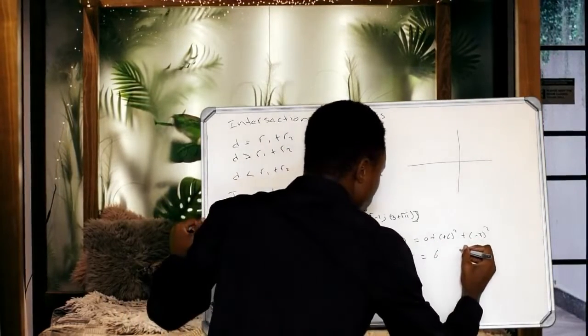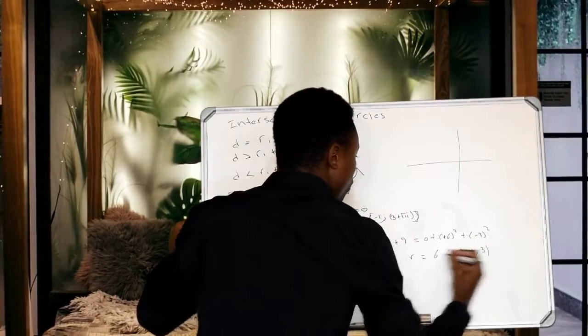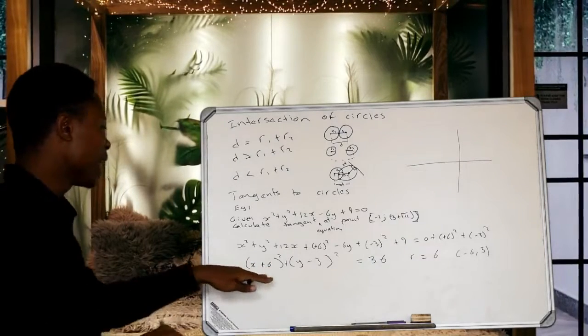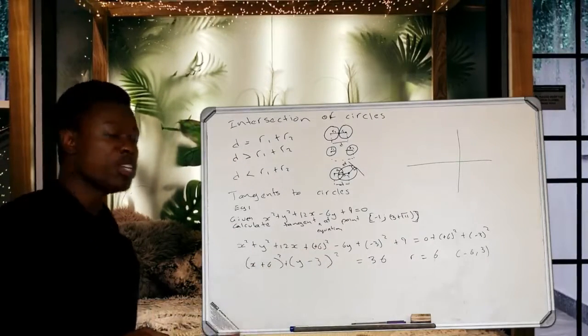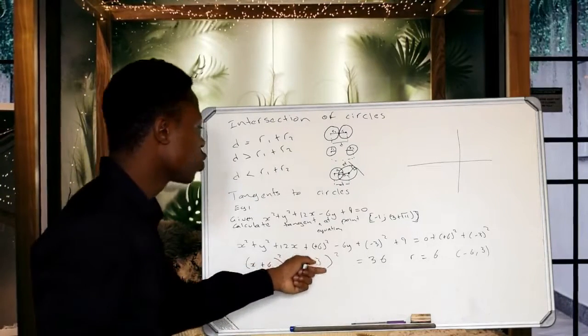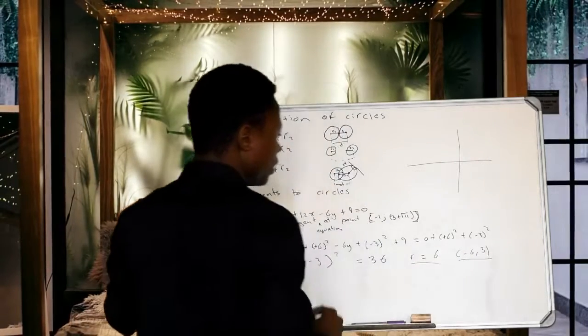The center is, what is the center coordinate? It's negative 6 and positive 3. Negative 6, why? Because the formula says minus A and minus B, so we take the opposite sign of whatever is here. So this would be negative 6 and this would be positive 3. This is our center and this is our radius.